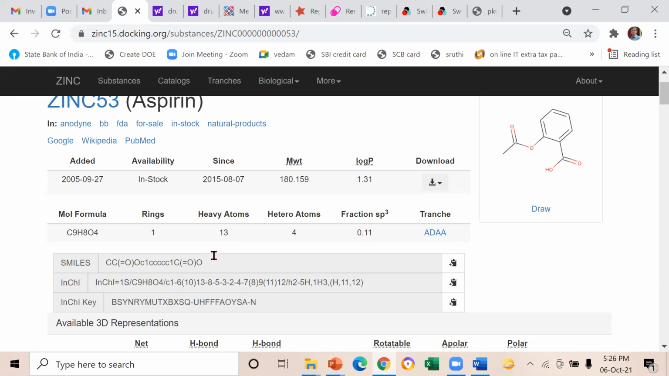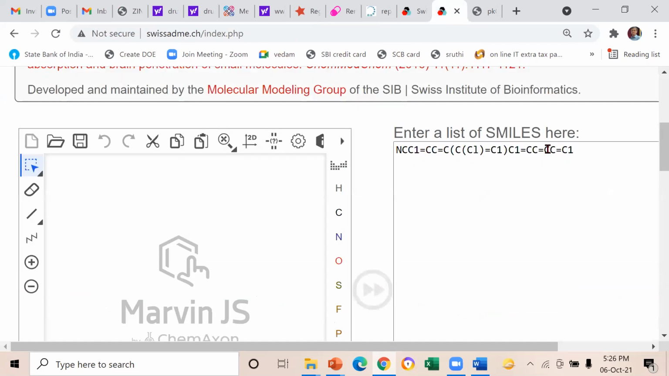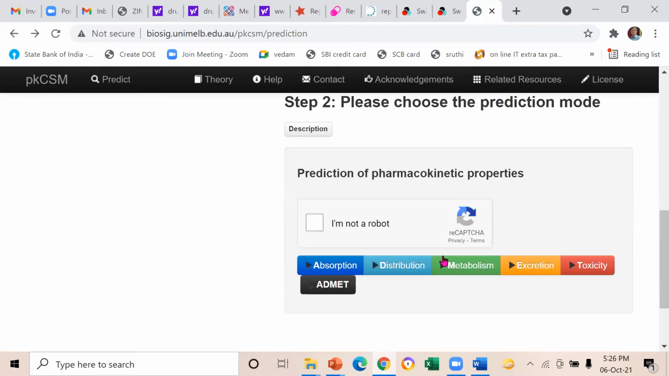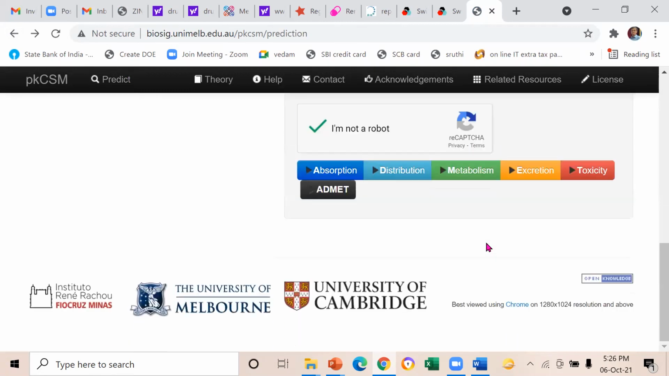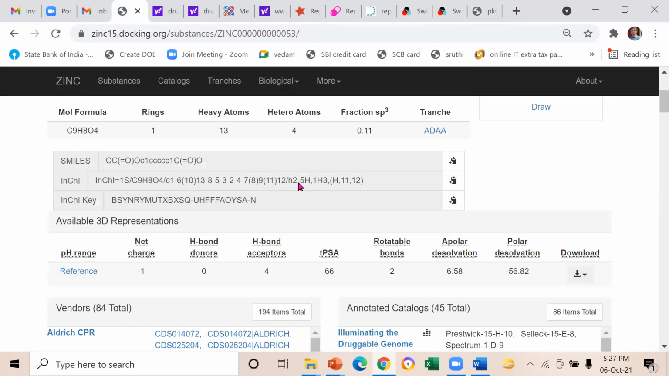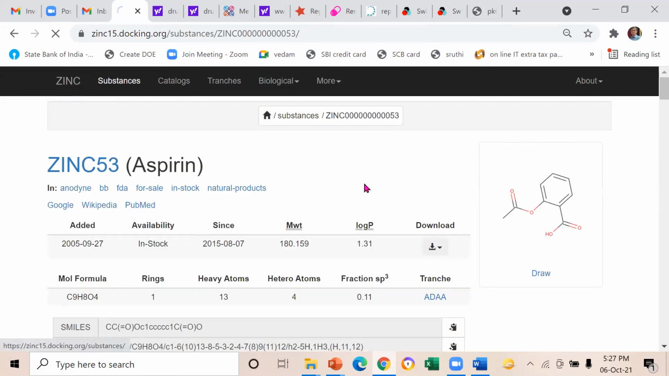So we copy the SMILES notation. You saw that SwissADME gives the SMILES notation. You go to this pkCSM, many software tools want this SMILES notation. Copy this. It says to provide a SMILES string. So many software tools will ask for a SMILES notation. It's very useful. We go to the ZINC database. When you have the structure, it gives you a SMILES notation. Even if you draw, it automatically calculates.